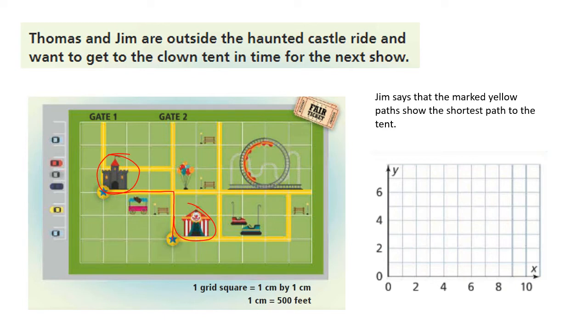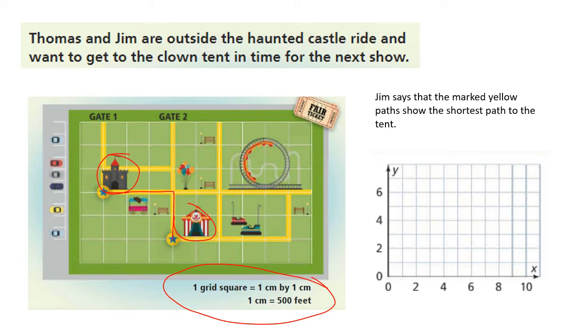And if you notice down here, we have a scaled up scale legend for the graph. So this is saying 1 grid square is 1 centimeter by 1 centimeter, and 1 centimeter equals 500 feet. So Jim is saying definitely that's the shortest path to the clown tent.